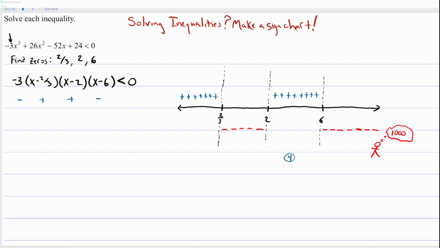We wanted to know, when is this polynomial less than 0? Well, that's what the sign chart's for. Look for the minus signs. Less than 0 means negative. So we want to know, when is the polynomial negative? Well, it's negative from 2/3 to 2.